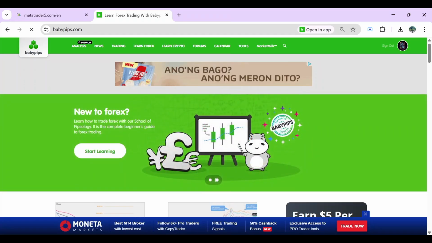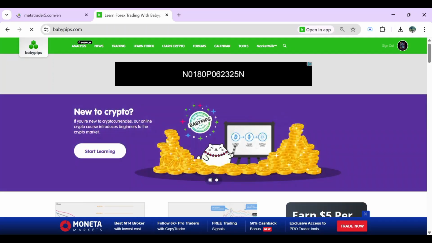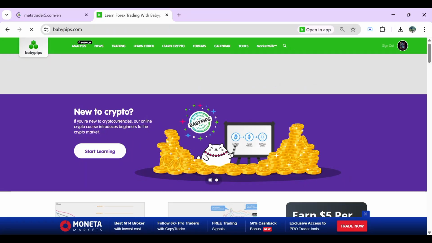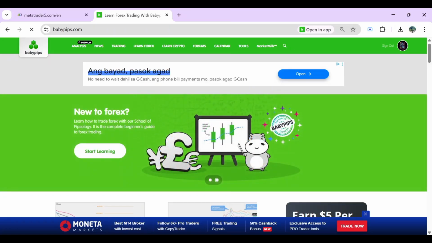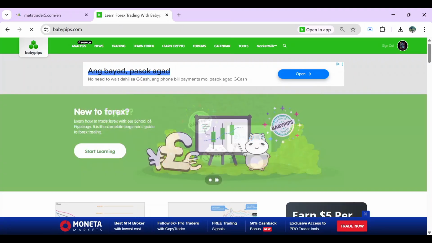First, you open a demo or live account with a broker that supports MT4 or MT5, like IC Markets, Oanda, or XNES. Then you download MT4 or MT5, log in with the credentials your broker gives you, and you're good to go. Meanwhile, you can keep coming back to BabyPips to sharpen your skills, test strategies, and stay on top of the markets. Think of BabyPips as your school and MT4, MT5 as your trading platform.